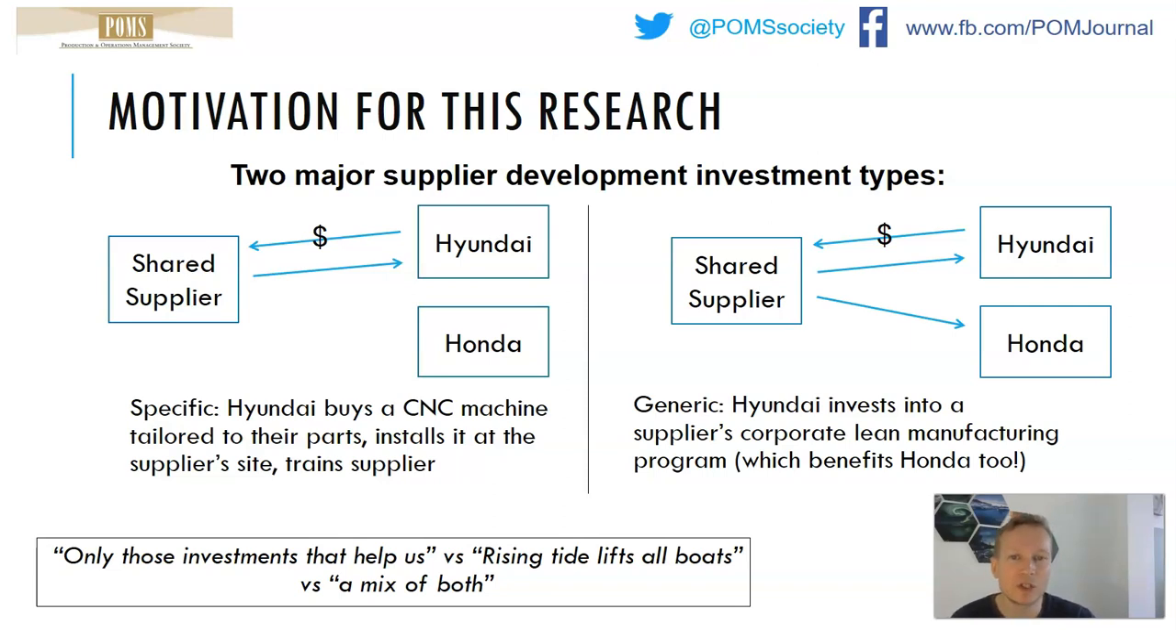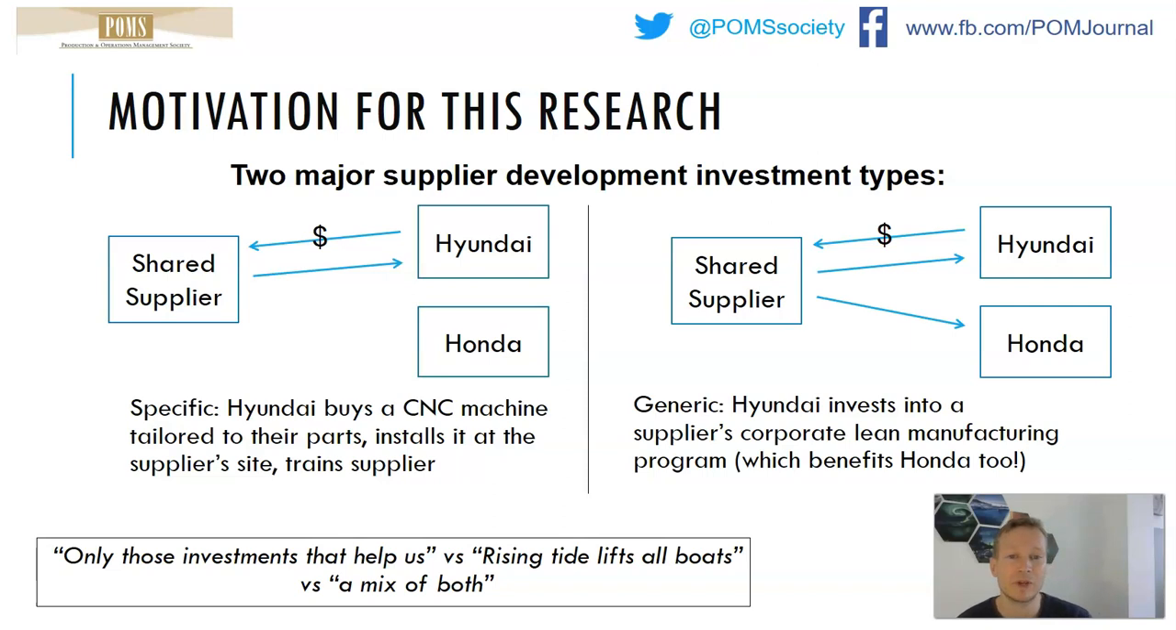Now, we saw two major supplier development investment types in practice. Specific investment occurs when a company such as Hyundai buys a CNC machine tailored to the parts that they need. They install the machine at the supplier's site and they train the supplier. They do so in a way that's not really useful or beneficial for the production of those parts that are purchased by a rival buyer. So the investments are specific to the relationship.